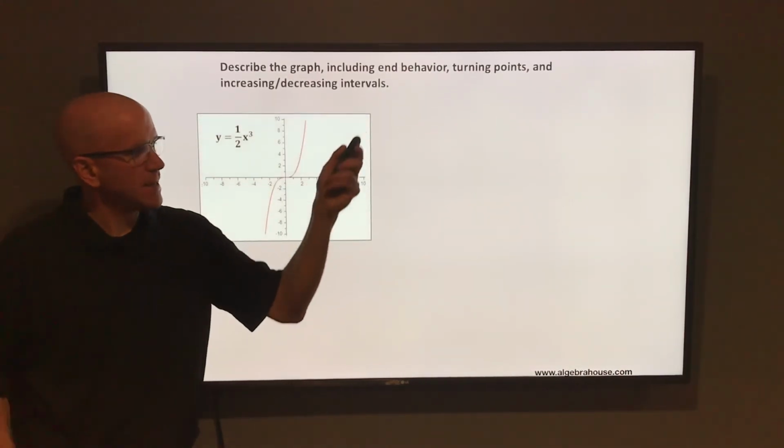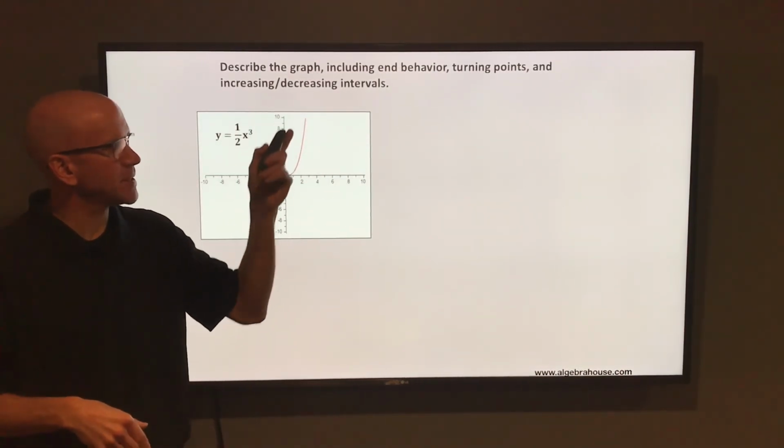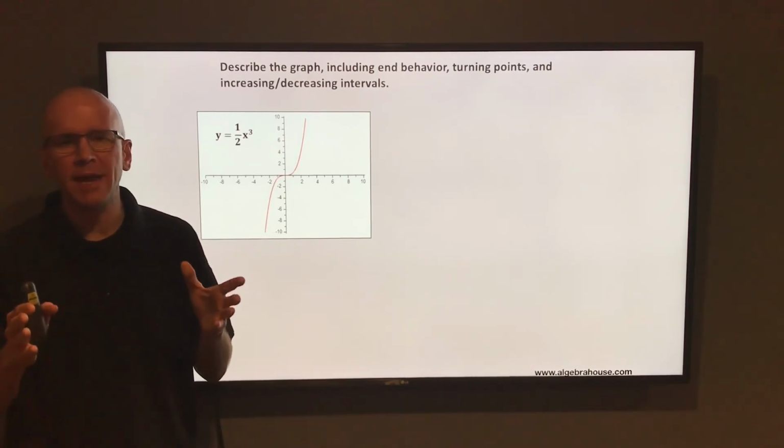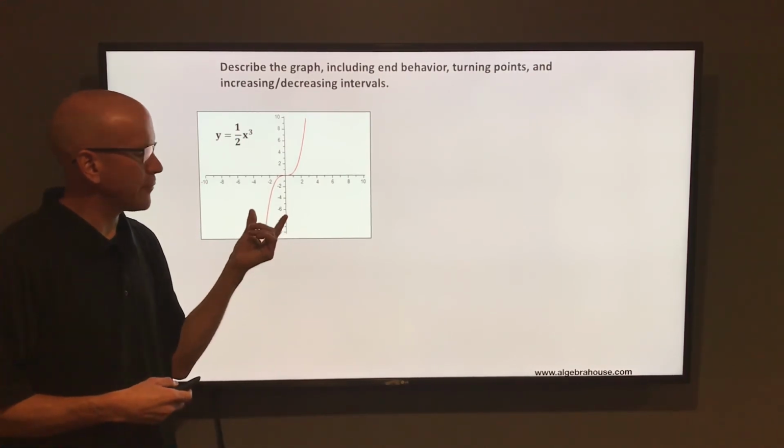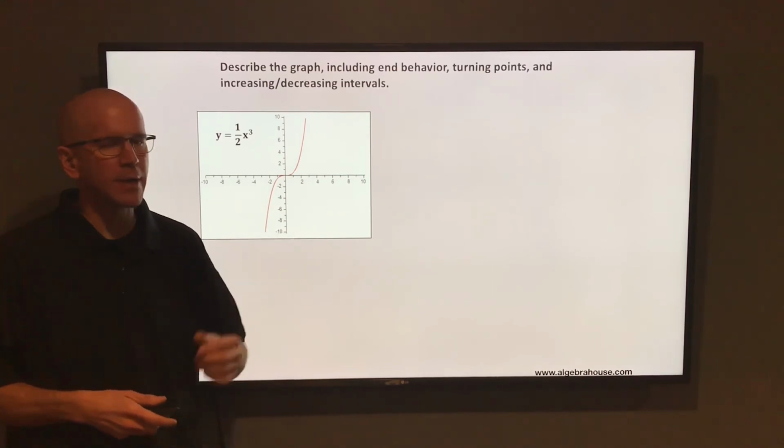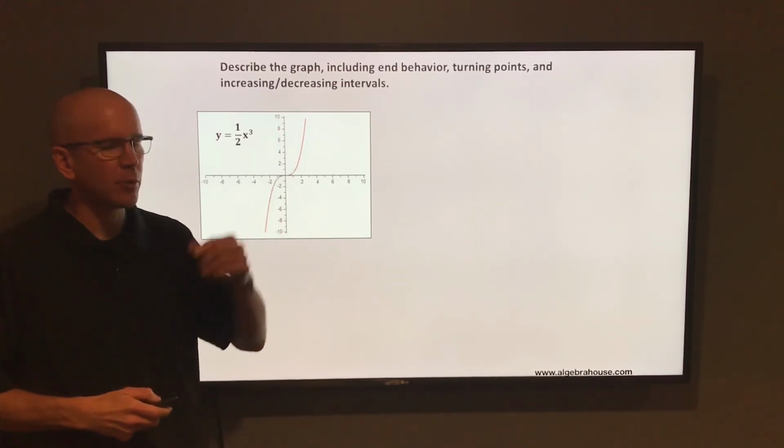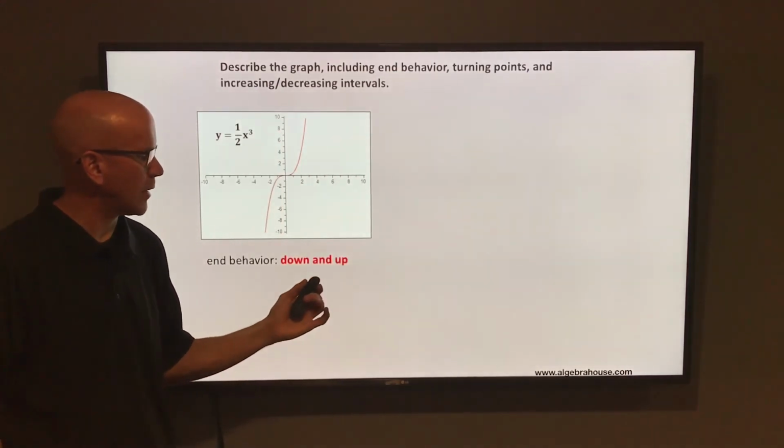Describe the graph including the end behavior, turning points, and increasing or decreasing intervals. We'll start with the end behavior. That's the easy one. What does the graph look like on the left side? What does it look like on the right side? Well, it looks down on the left and up on the right. So you'd state the end behavior as down and up.